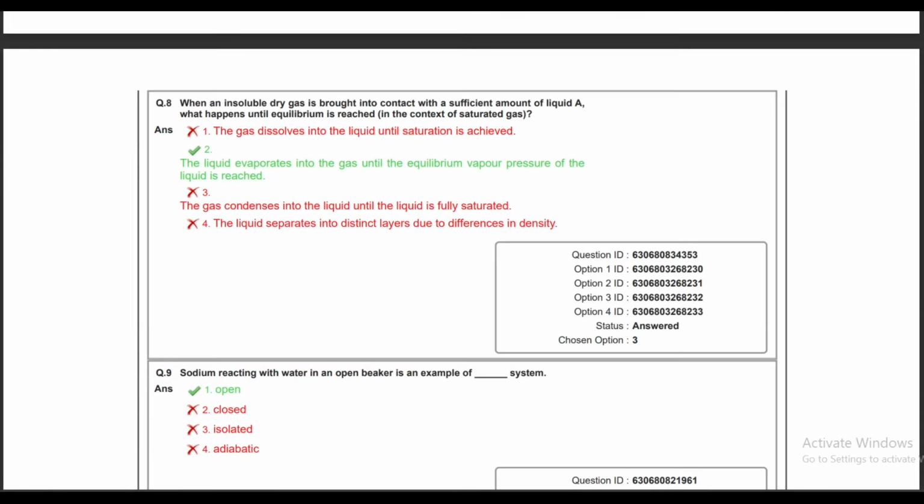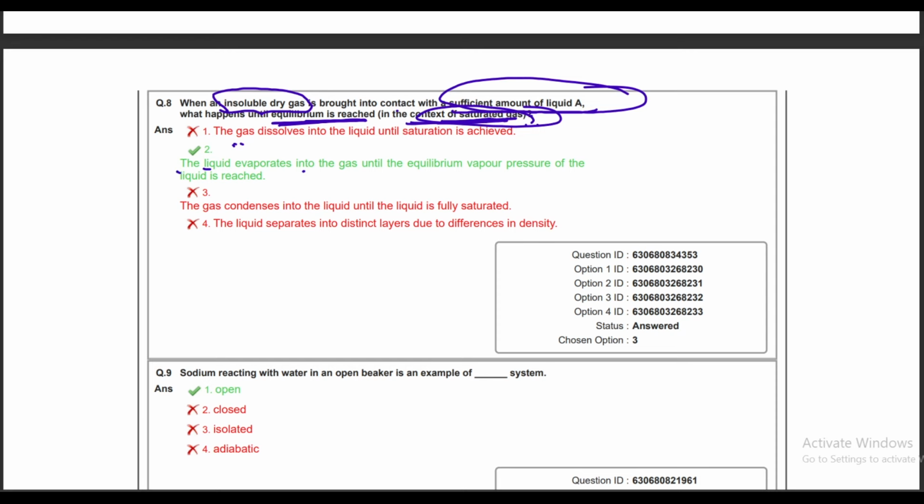In the next question, when an insoluble dry gas is brought into contact with a sufficient amount of liquid, what happens until equilibrium is reached? You have to look at this question in the context of saturated gas. The first option is that the gas dissolves into the liquid until saturation is achieved. This statement is wrong, because the system is already, we are talking about saturated gas.